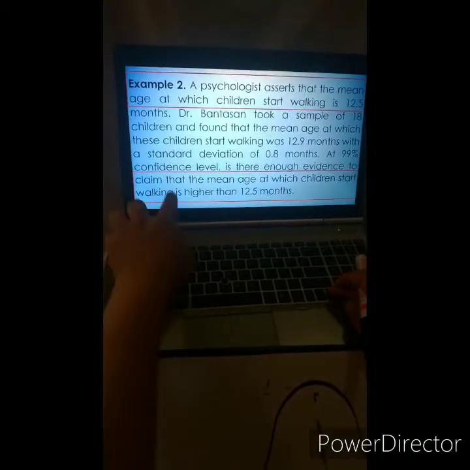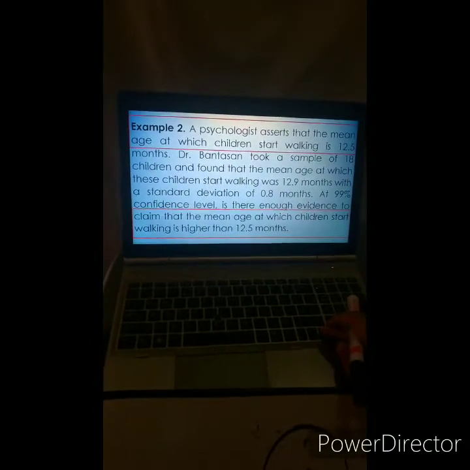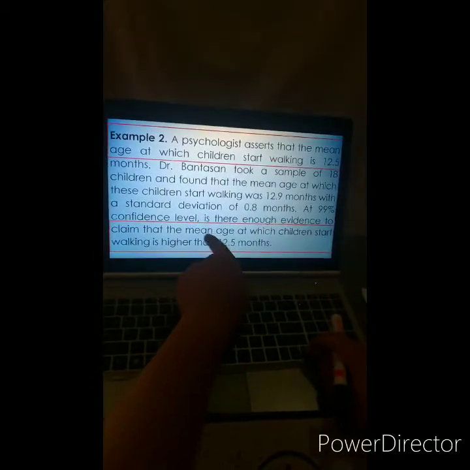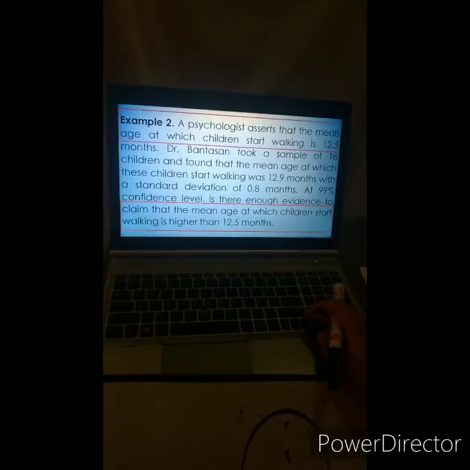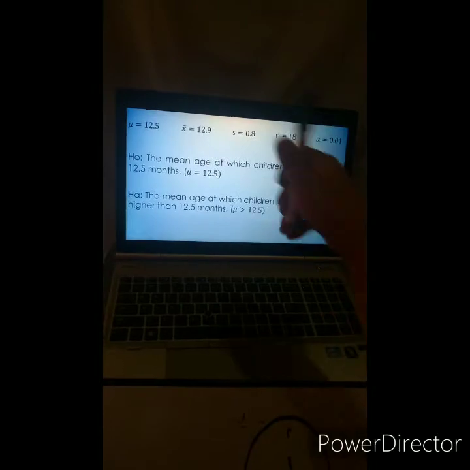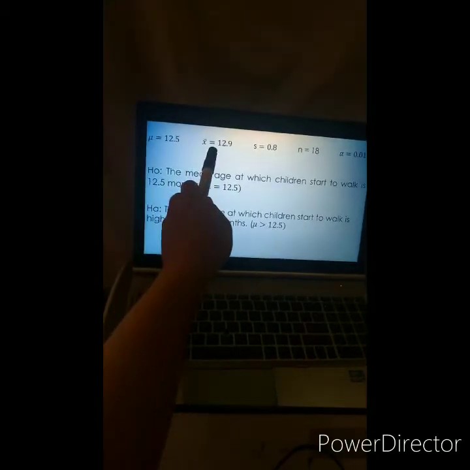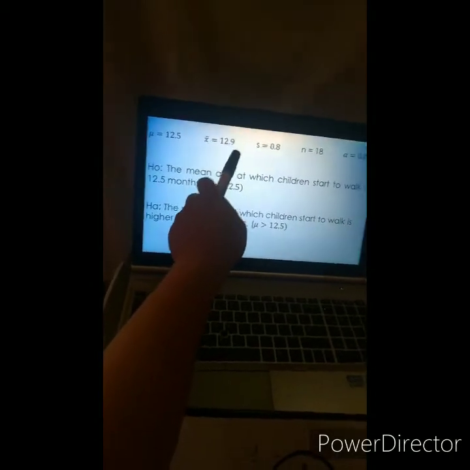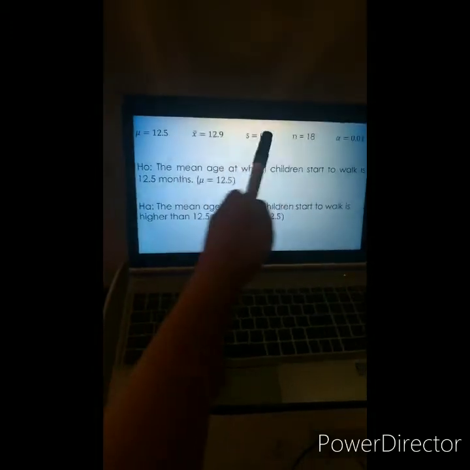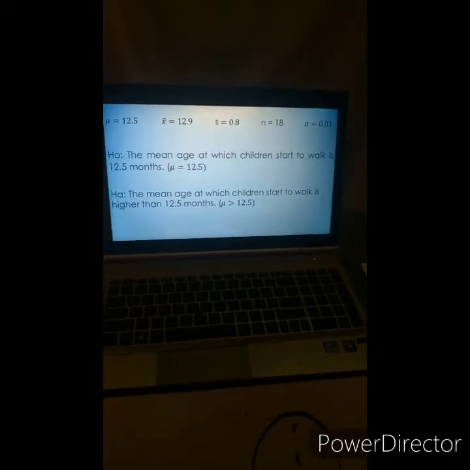Look at that. First, a psychologist asserts that the mean age at which children start walking is 12.5. But the claim is that the mean age at which children start walking is higher than 12.5 months. Let's identify our given. Our population mean is 12.5. Our sample mean is 12.9. Our sample standard deviation is 0.8. The n, or the sample size, is 18, and the level of significance is 0.01.